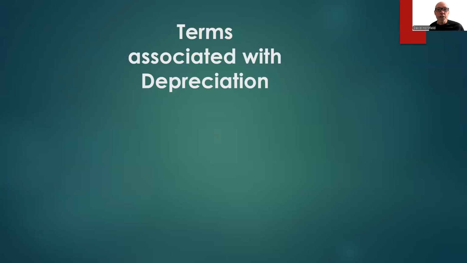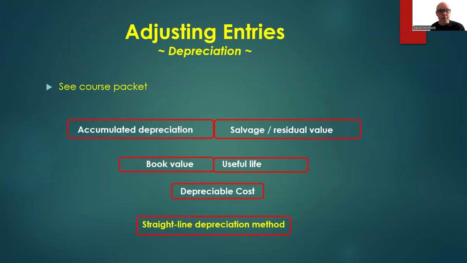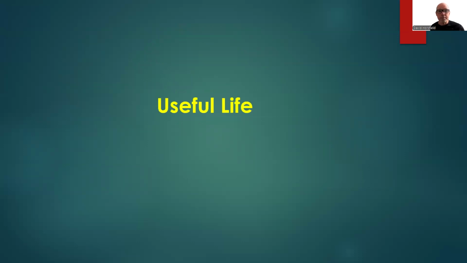So to take a look at the terms that I've used, but we haven't unpacked just yet. Those terms, there's a lot of them. They're all repeated in the course packet. So the reading is going to be really helpful to support this information. Terms of accumulated depreciation, salvage residual value, book value, useful life, depreciable cost, and the straight line depreciation method. So terms related to depreciation, let's unpack them one by one.